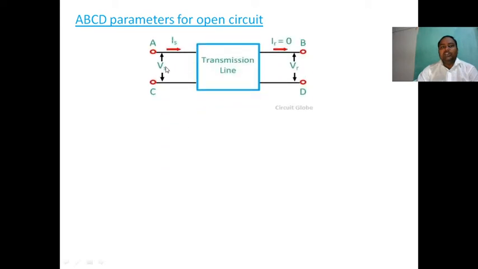ABCD parameters for the open circuit condition. What is the open circuit condition? Please see the diagram: the sending end voltage and sending end current, with the output terminals open circuit. Open circuit means we connect without any load. Without any load, the receiving end current is zero. Must remember this point: the open circuit condition means the no load condition, and the receiving end current becomes zero.